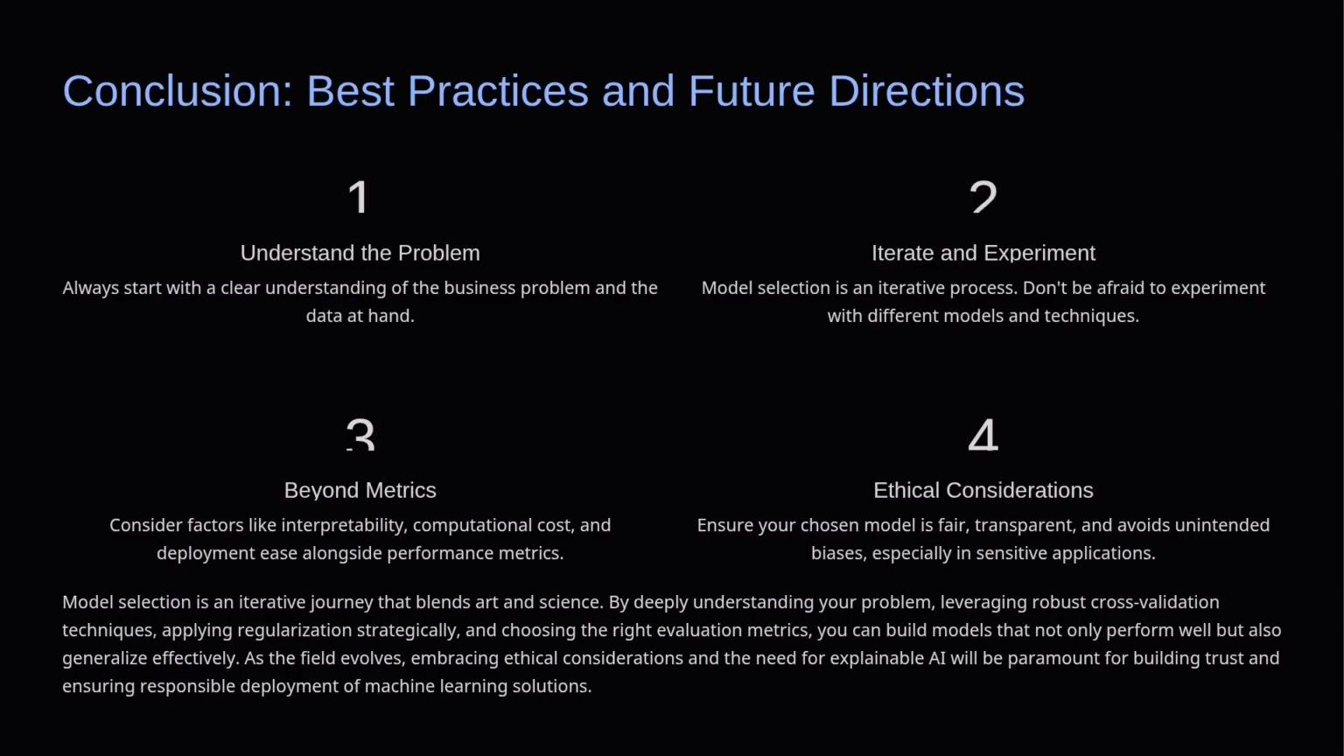So talking about the conclusion, here I am going to discuss the best practices and future directions. So to wrap up, let's reflect on some best practices. Start with a deep understanding of the problem and the data. Experiment boldly. Model selection is an iterative journey. Look beyond metrics. Consider model transparency, training cost, and deployment feasibility. And finally, remember ethics. We must ensure our models are fair and explainable, especially in sensitive domains.